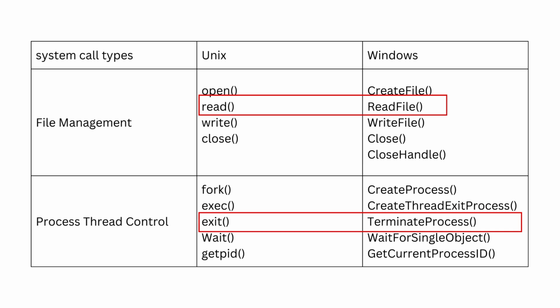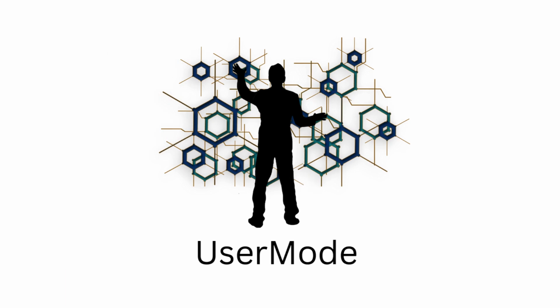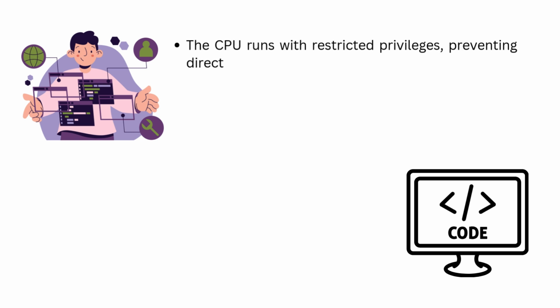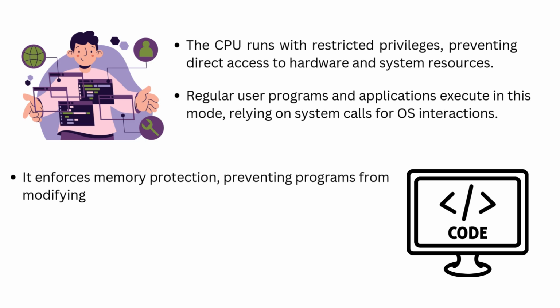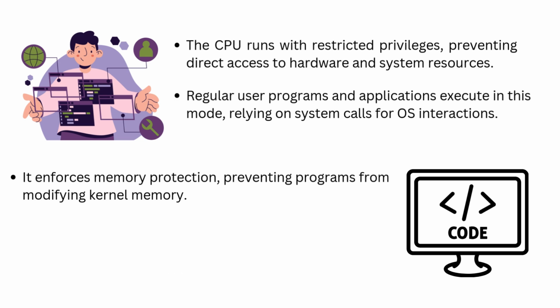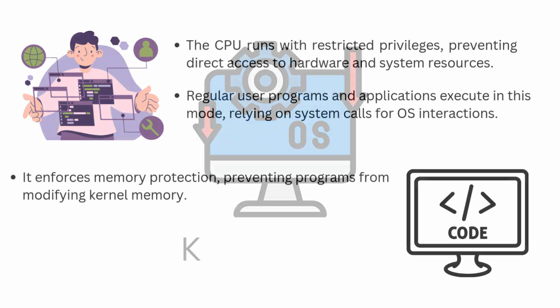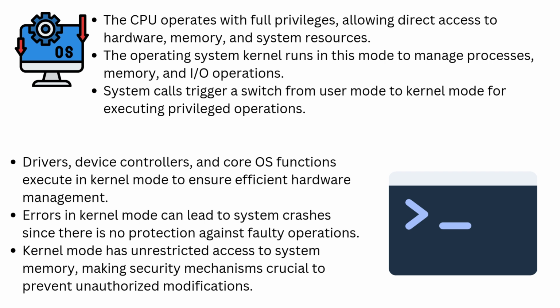And to perform a particular action, we have two main types of modes known as user mode and kernel mode, with each having its own privileges. First of all, in user mode, the program will run with restricted access and is prevented from direct access to the hardware and system resources. Regular user programs and applications execute in this mode, relying on system calls for OS interactions. It enforces memory protection, preventing programs from modifying kernel memory. Execution switches to kernel mode when privileged operations need to be performed or direct interaction with hardware is needed.